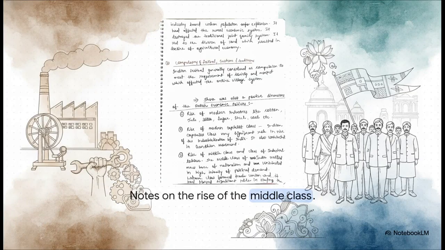Looking closely at the details in the source notes, we can really see the culmination of these unintended effects. The policies sparked the rise of a distinct middle class and a class of industrial labor. This new middle class essentially created the mass base for nationalism, contributing to a massive intensity of political demand. Meanwhile, the labor class formed trade unions, which played a huge role in shaping industrial policy and actively pushing back against the entire colonial framework.